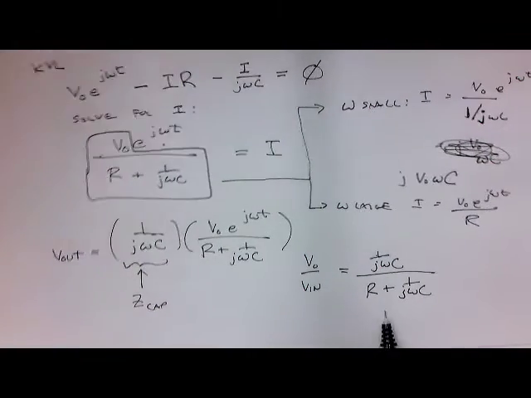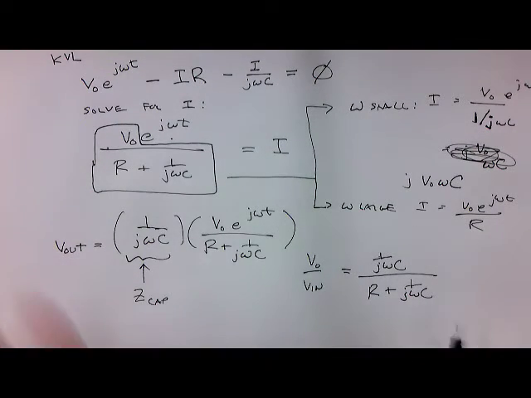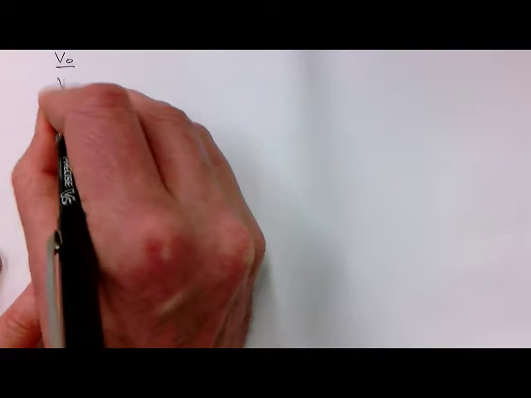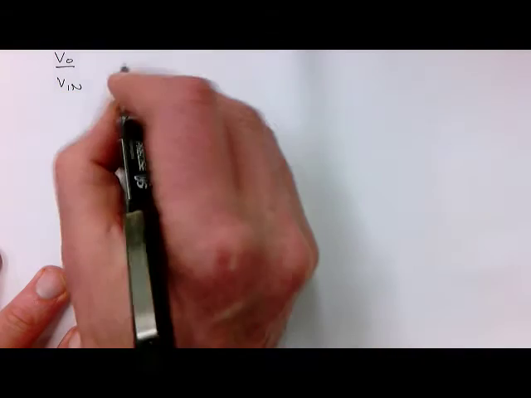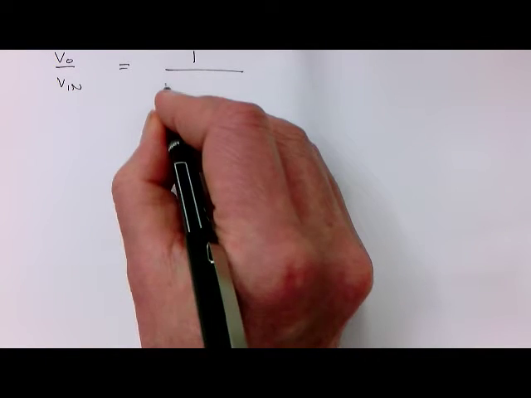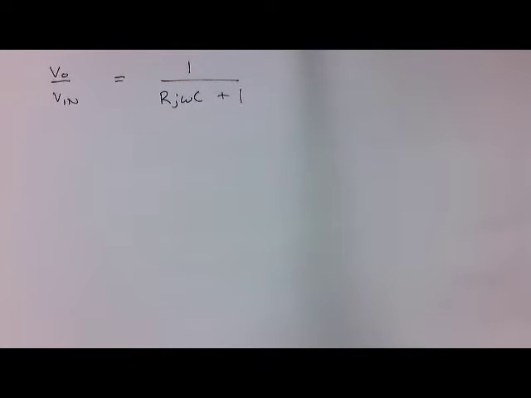All right, so let's take a look at this for a second, and I'm going to multiply through to clean it up a little bit. Let's multiply the top and the bottom by j omega C. Then Vout over Vin is 1 divided by R times j omega C, plus 1. So that's what the gain of this circuit is.